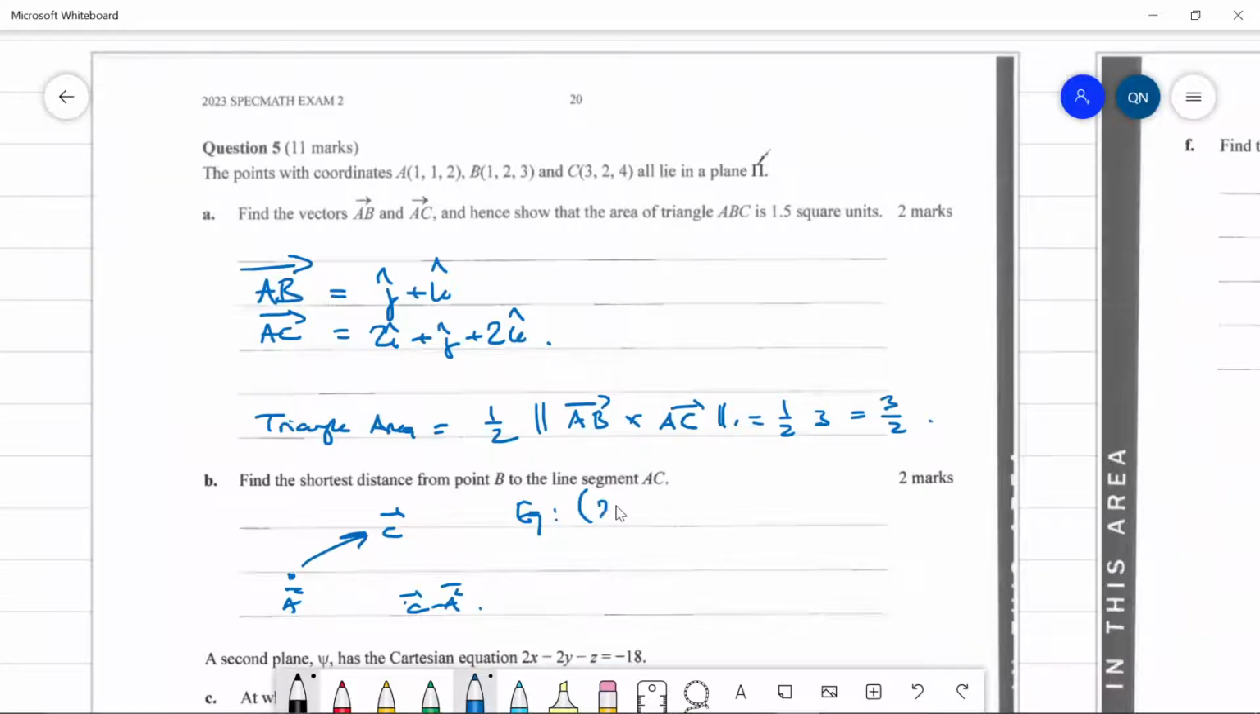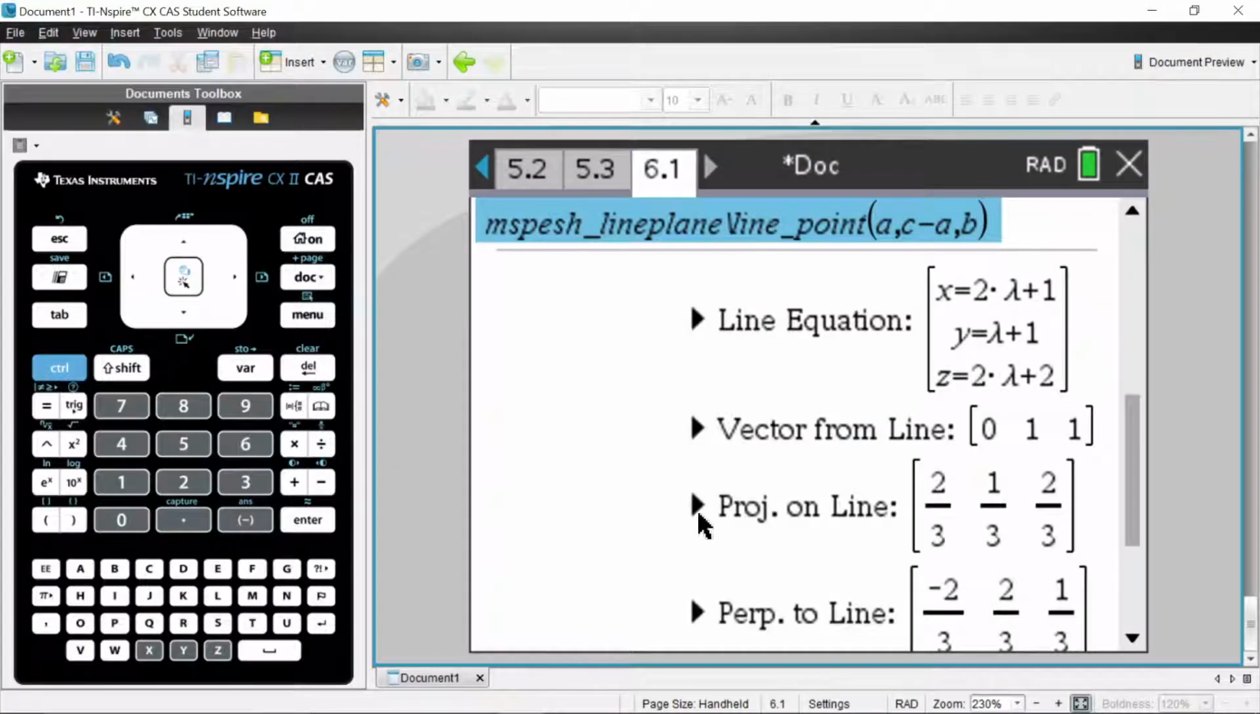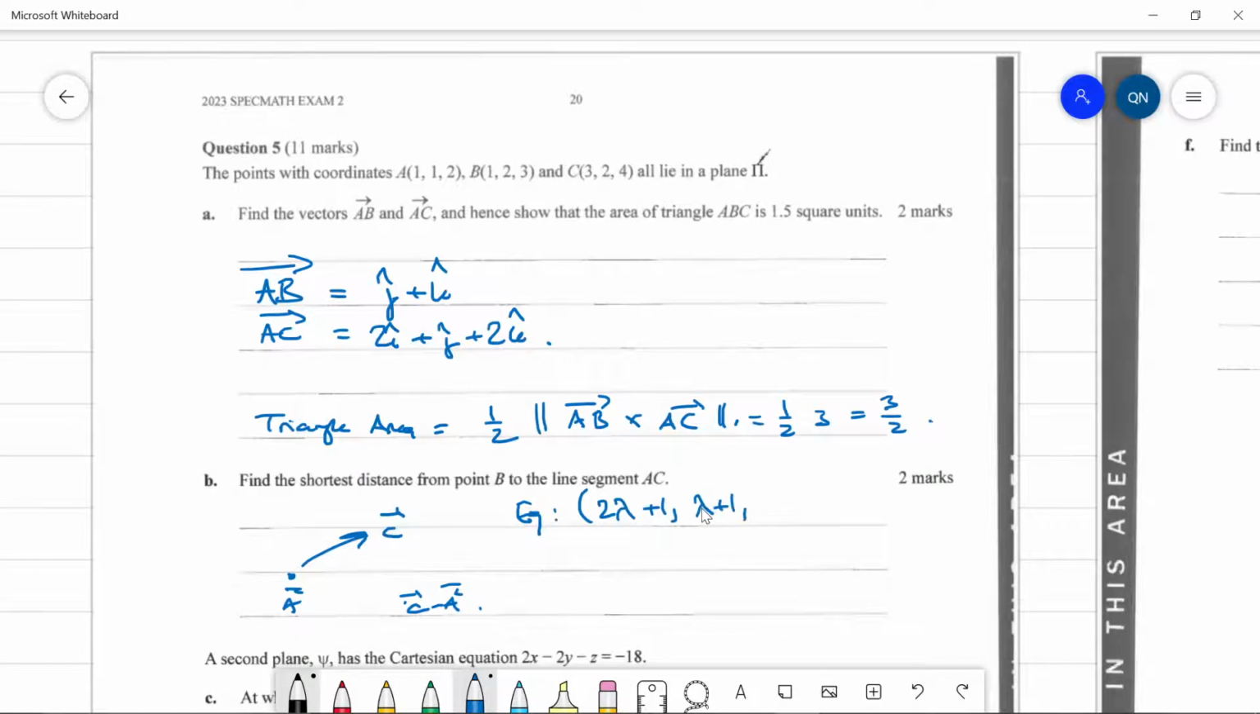I'll just write it down. So 2 lambda plus 1, and then lambda plus 1, and then 2 lambda plus 2. So that's the equation of the line.